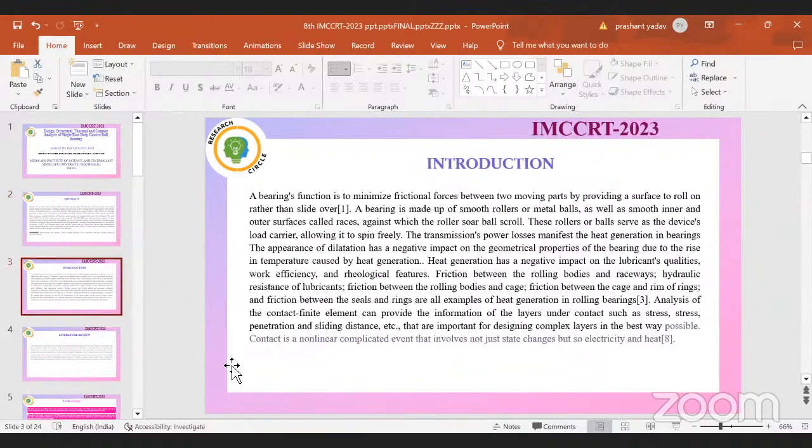And the introduction: a ball bearing, sir, is a type of rolling element bearing that uses balls to maintain separation between the bearing races. The single row deep groove ball bearing is one of the most common types of ball bearing used in various industries due to its low cost, high load capacity and low friction.